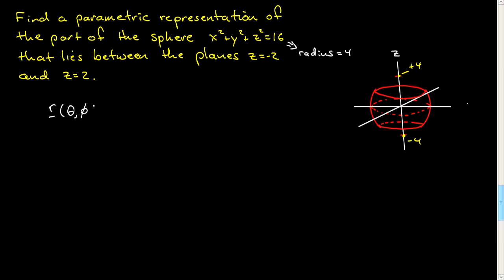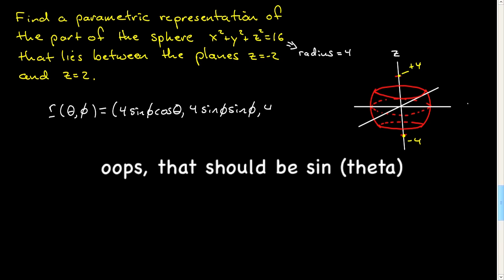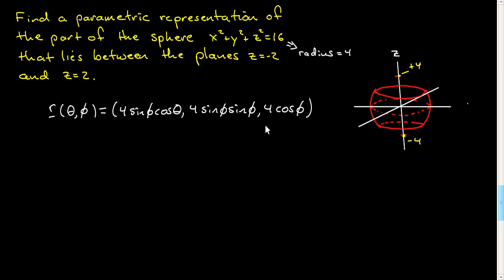If this were just a full sphere, what would we have? It's a sphere of radius 4, so x is equal to 4 sine phi cosine theta, y is 4 sine phi sine theta, and z is 4 cosine phi. That would be the parameterization of the full sphere of radius 4. The theta coordinate is not restricted in any way. It's going to run from 0 to 2 pi, just as for the full sphere.